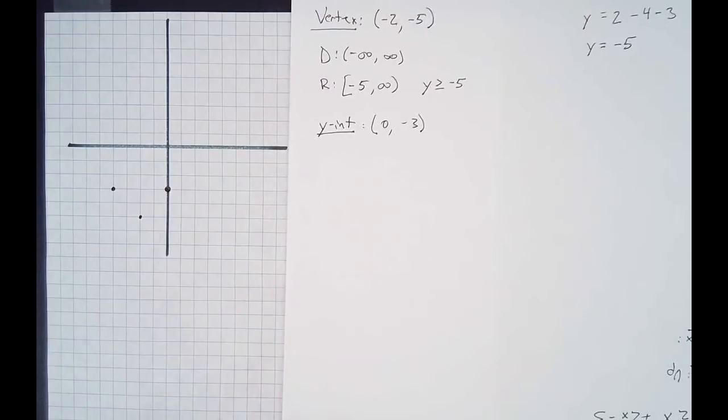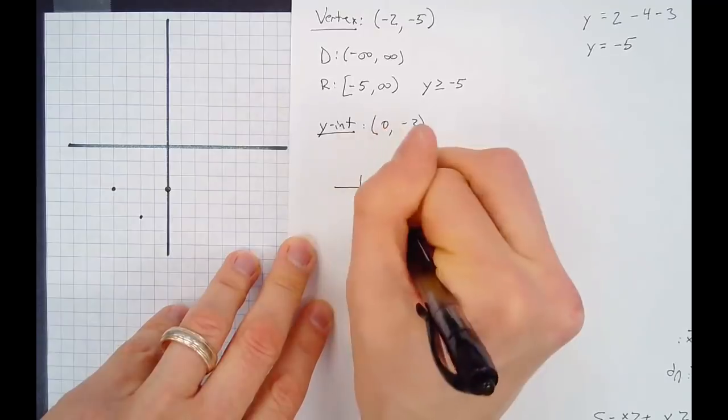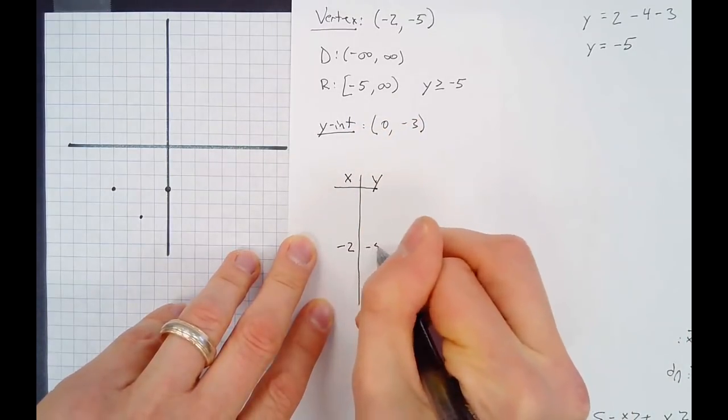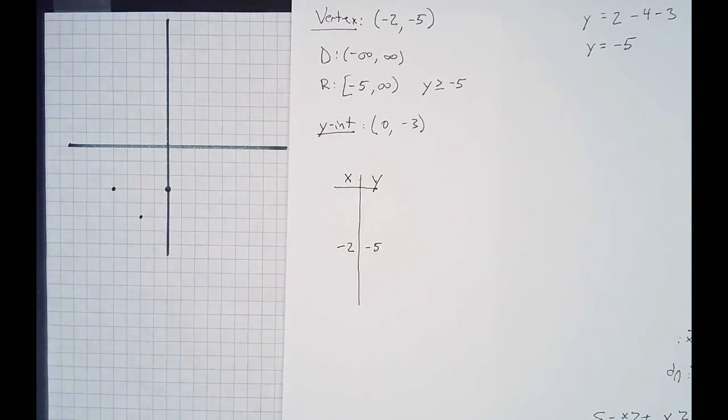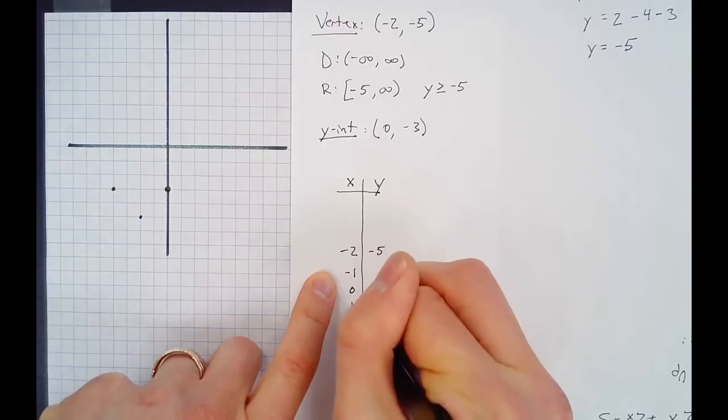Now, a table of values. A table of values is a little better here. I'm going to create a table of values. I'll still put my vertex here in the middle. And we still have this idea of symmetry that I can use. I'll build up my table in this direction. I'll build down my table in this direction.